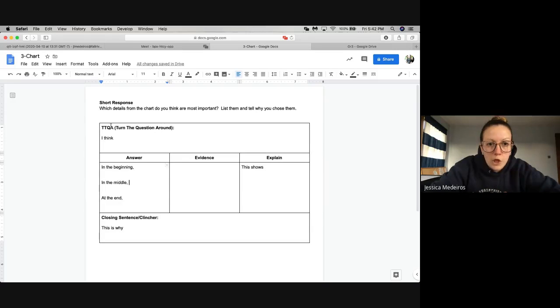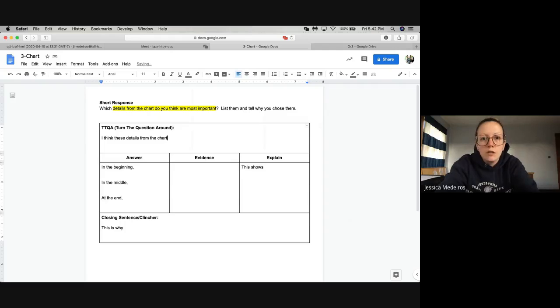So first we want to turn the question around. TTQA. Which is the question word, so we want to get rid of that. Let's look at the rest. We're talking about you. So I turned it around and said, instead of you think, I think these details from the chart are most important. Now we're going to list them in your answer.